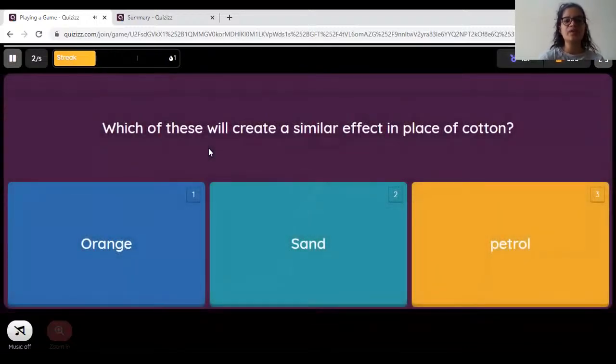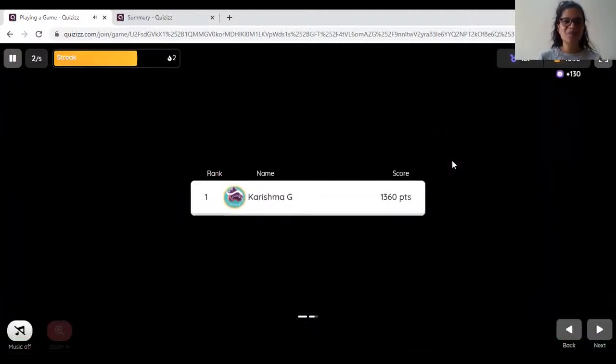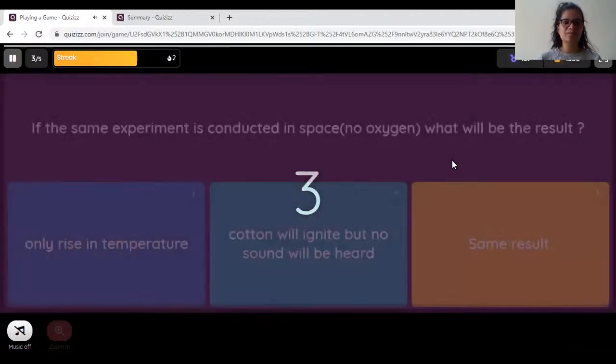Which of these will create a similar effect in place of cotton? Orange. Can orange have explosion? No. Sand. Will anything happen to the sand? It'll just get pressed. Petrol. Yes, petrol does catch fire. So your answer is petrol. Good job, everybody. Okay, next one.